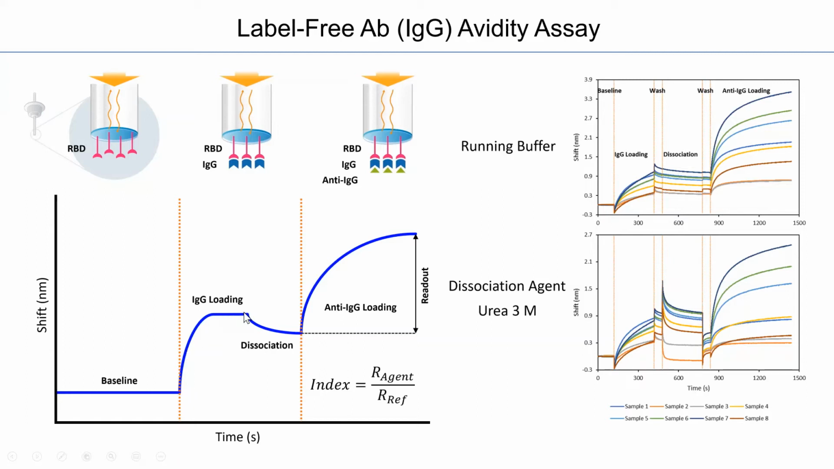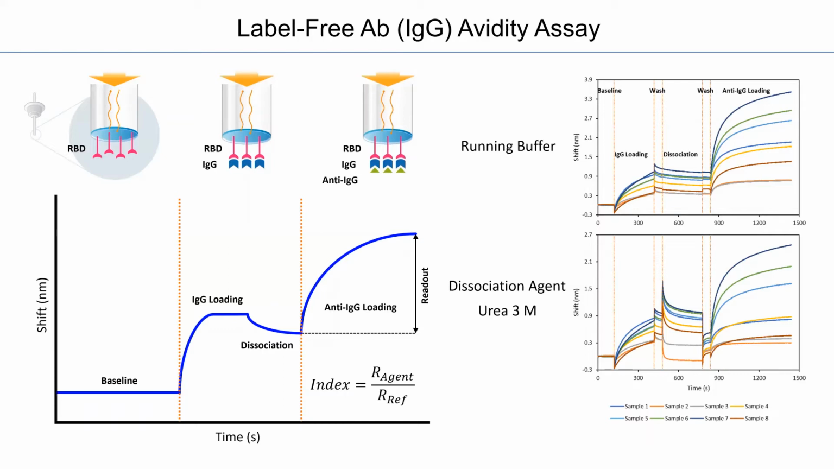And then we place the sensing probe in either running buffer or the dissociation agent, like urea. And we will see a signal decrease. That means the dissociation of the immune complex. And finally, we place the sensing probe in an anti-human IgG solution. And the anti-human IgG will bind to the IgG molecules on the probe surface and make the signal increase. And the final signal increment is our readout, which is correlated with the number of IgG molecules on the surface.